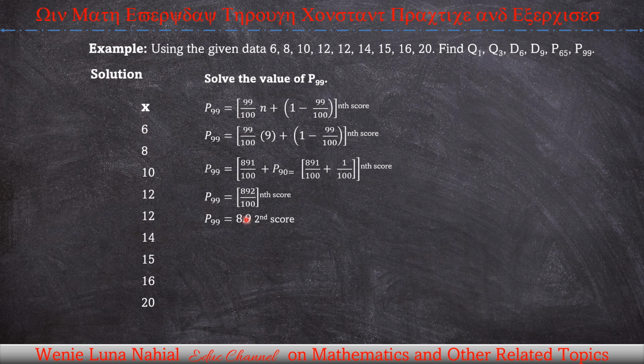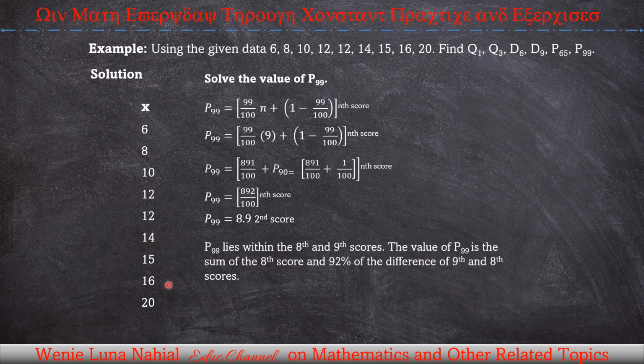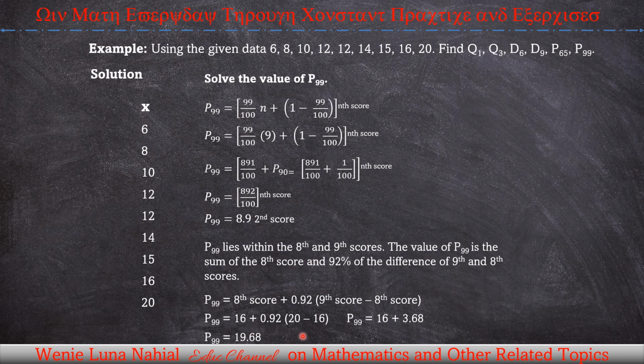You have the 8.92 score. So you have the 8 score, 1, 2, 3, 4, 5, 6, 7, 8. So that is between 16 and 20. So the same process. The 8 score is 16. Then the difference of 20 and 16, 0.92 times the difference of 20 and 16. So you get 19.68. So 19.68 is between 16 and 20.